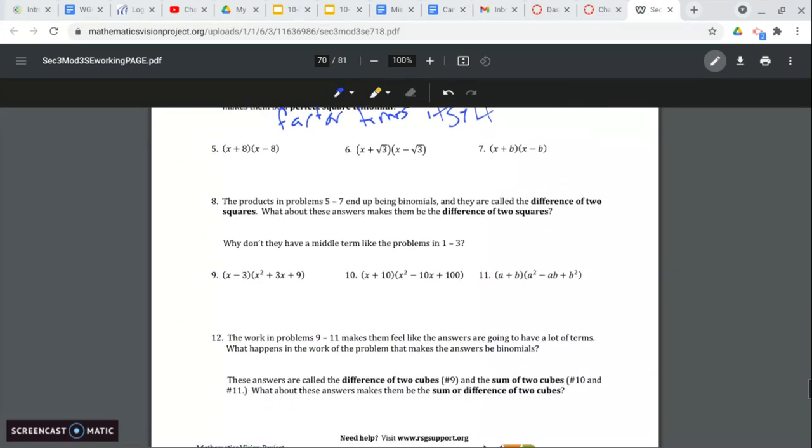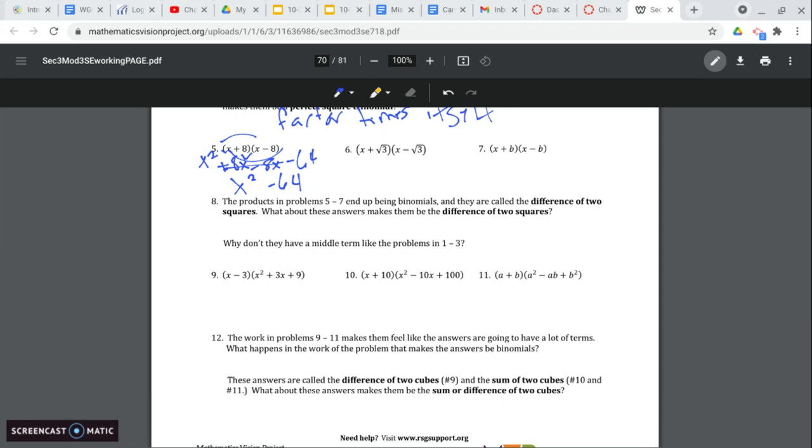All right, for the next part, same thing. We're still using FOIL. So x times x is x squared. 8 times x is 8x. X times negative 8 is negative 8x. 8 times negative 8 is negative 64. Middle two terms cancel, so we're left with x squared minus 64. So these are what's known as a difference of two squares.